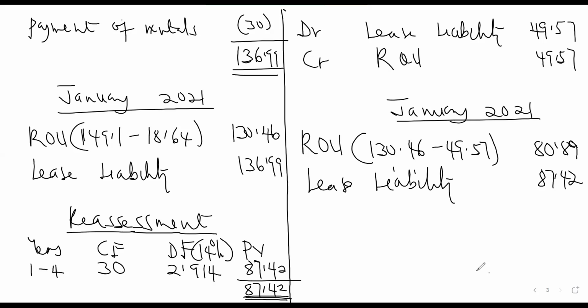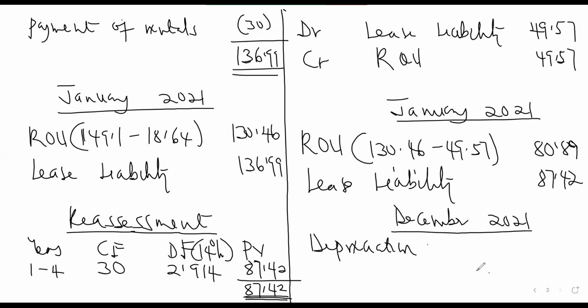So let's come to the end of this year now. December 2021, we now have a depreciation of 80.89 divided by what?